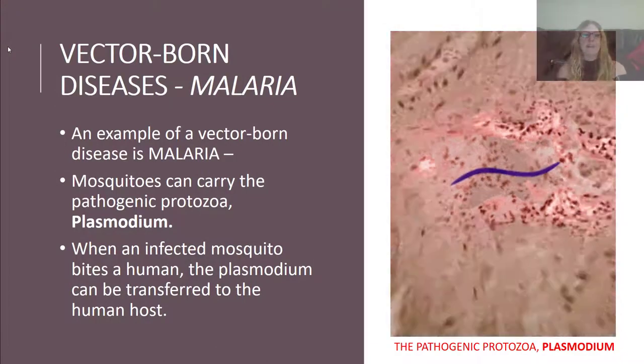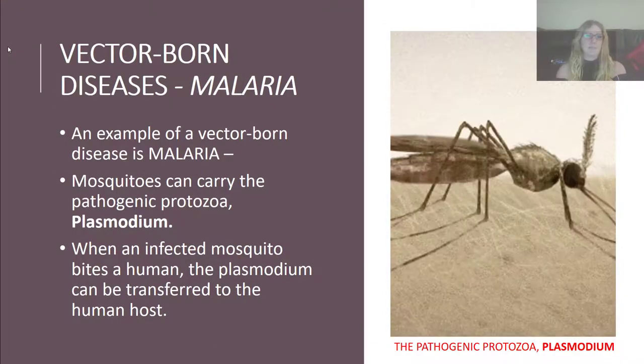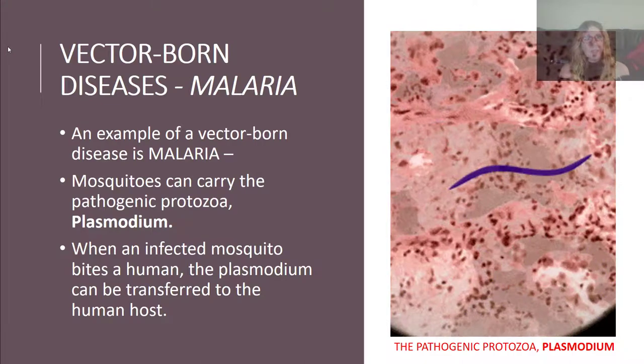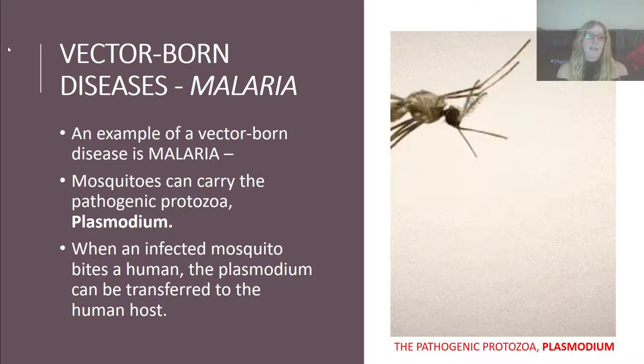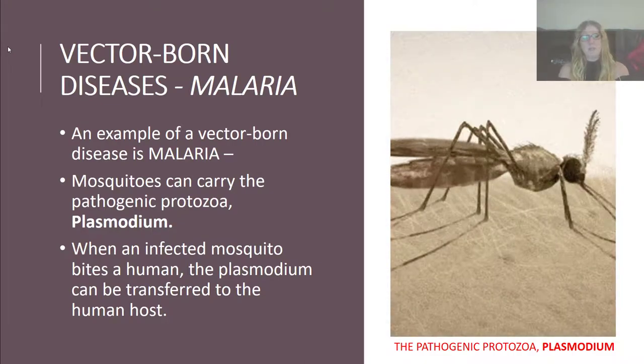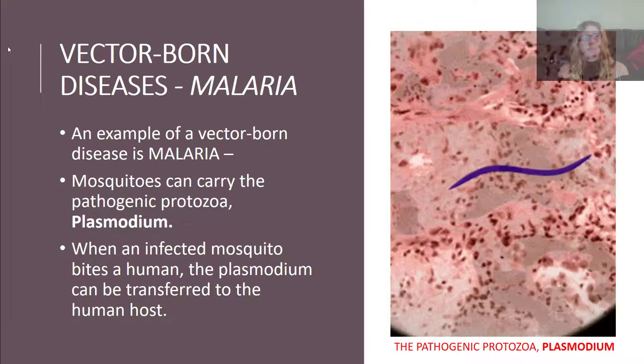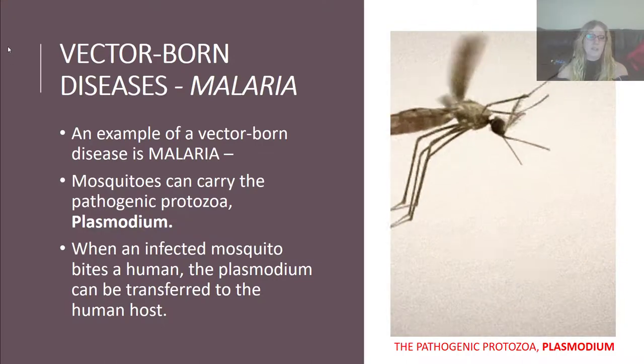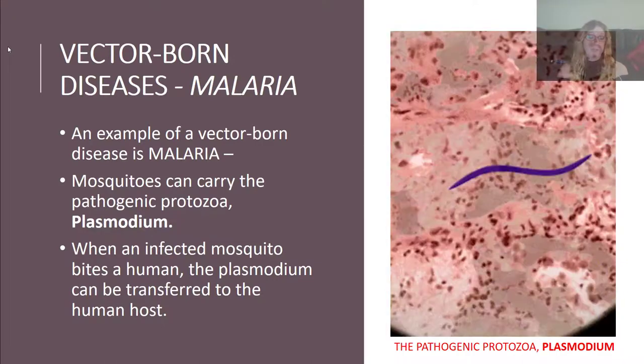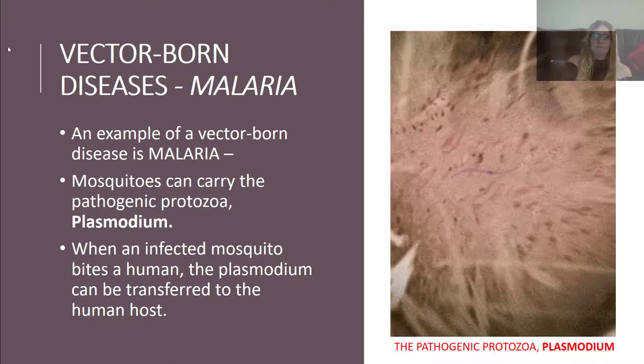An example of a vector-borne disease is malaria. Mosquitoes can carry the pathogenic protozoa Plasmodium. When an infected mosquito bites a human, the Plasmodium can be transferred to the human host.